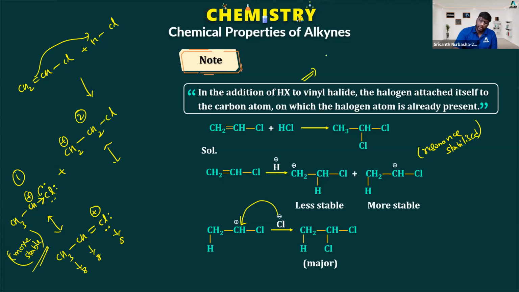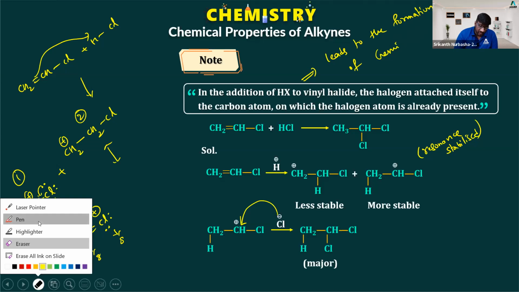You should not think that geminal dihalides are not going to be formed because of repulsions between the two halogen atoms.